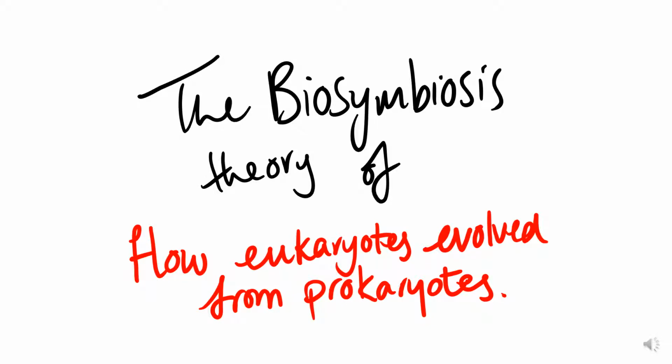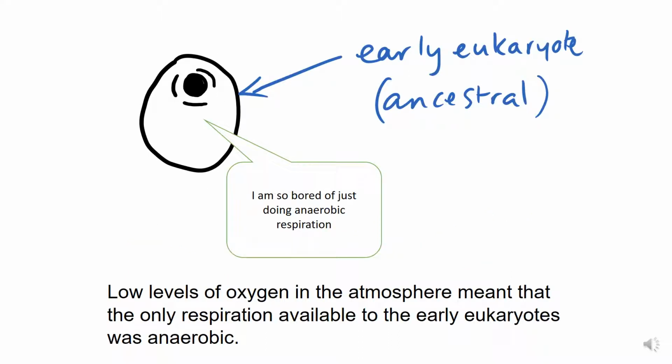This video is about the endosymbiosis theory of how eukaryotes evolved from prokaryotes. The theory goes that in the past there was only very little oxygen in the atmosphere, which meant that any respiration which was taking place was anaerobic respiration. The only cells around would have been early eukaryotes, so they would have had nuclei which were membrane bound, but didn't have a very complex cell structure without any organelles in them.